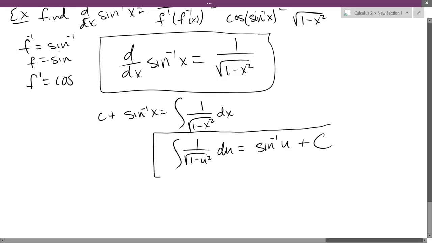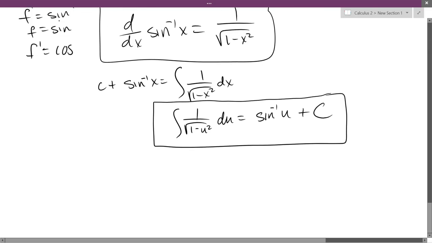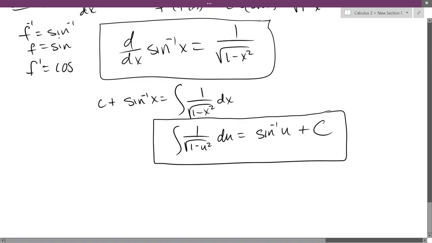Now I don't remember if I wrote down the antiderivatives corresponding to those initial inverse trig derivatives. So I don't think I did. So I'm going to go through all six right now. I'm not going to go through the full derivation of the simplification of the trig, but I am going to write down all the derivatives and then all the antiderivatives we get. And these are for all the inverse trig functions.